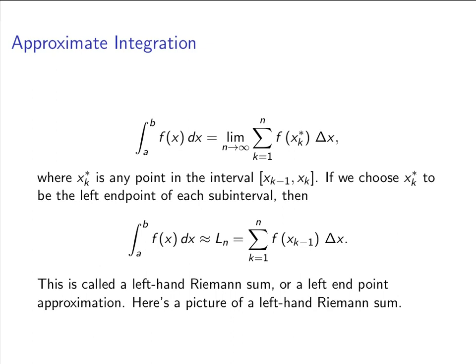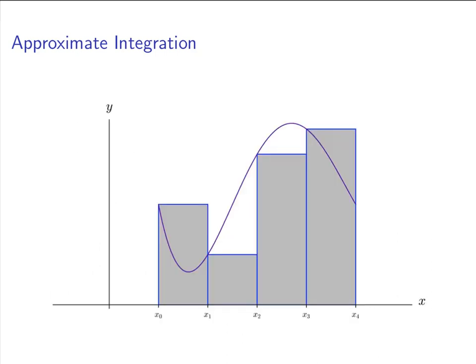Let's take a look at a picture of a left-hand Riemann sum. Here's an example of some function on an interval from a to b. I guess this is going to be a and this is going to be b. On each subinterval, and this one has 4 subintervals, here's the first subinterval, we choose the height of the rectangle to be the value of the function at the left endpoint. We'll just add up the areas of all these rectangles, and that'll give us an estimate of the integral. It's not going to be a terrible estimate. On the other hand, it's not going to be great either.